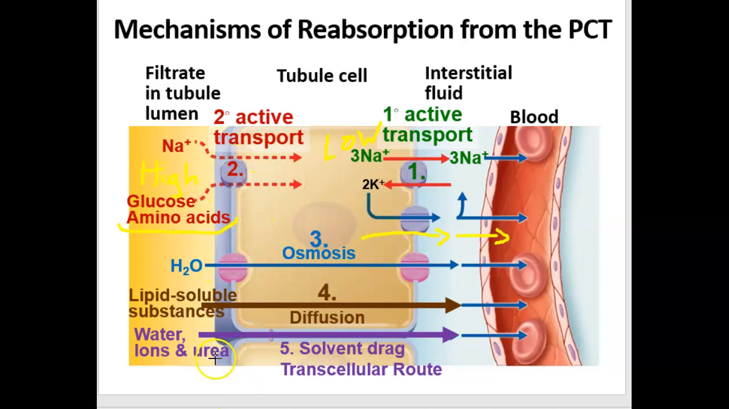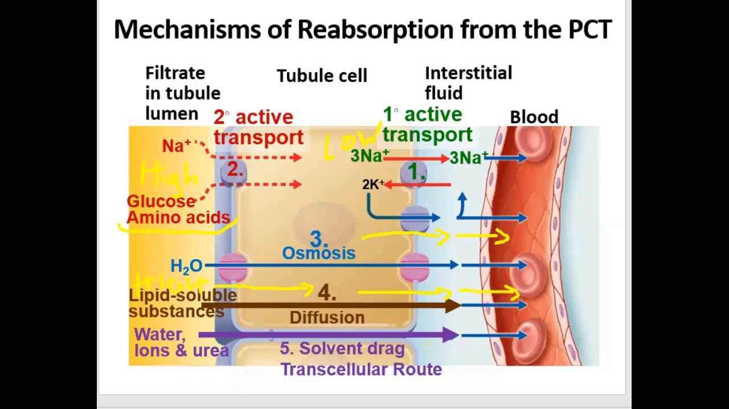Now, as I mentioned, water always follows sodium. So here's water, number 3, shown in blue. Water will go through aquaporins by the process of osmosis following solutes. Lipid substances can cross cell membranes. They're like phospholipids, so they'll just diffuse down a concentration gradient. That would mean if they are high in the fluid, like a steroid hormone or something small, then it'll cross over into the tubule cell and eventually reach the blood.